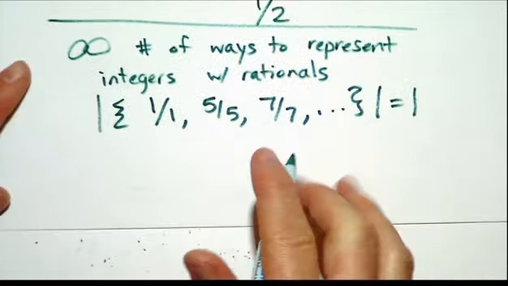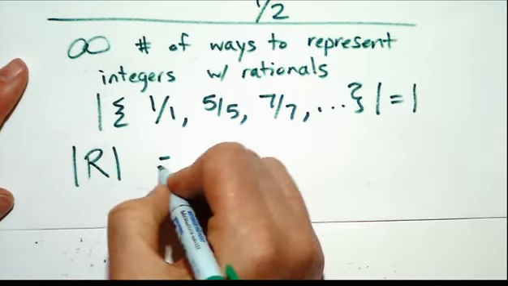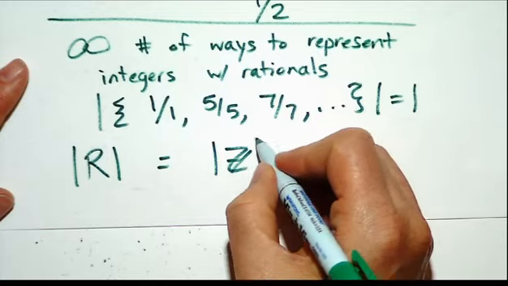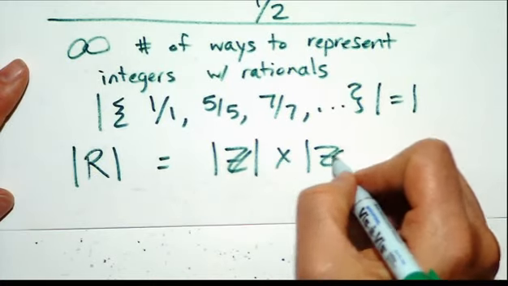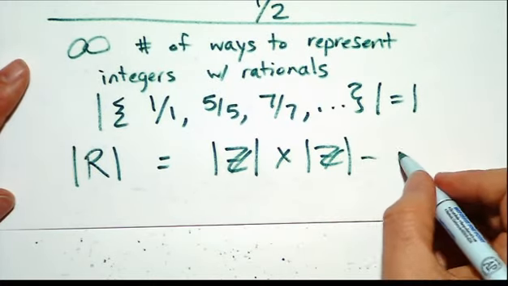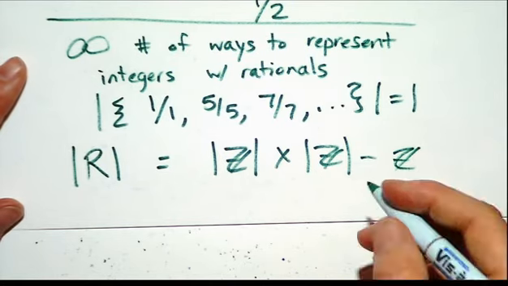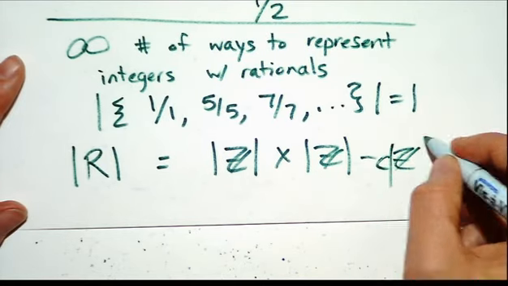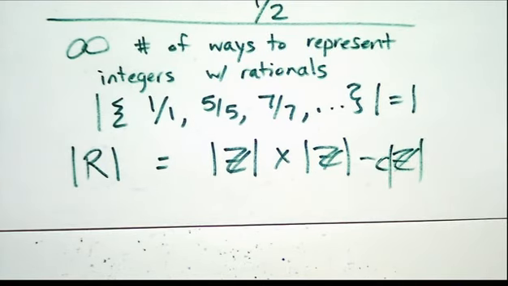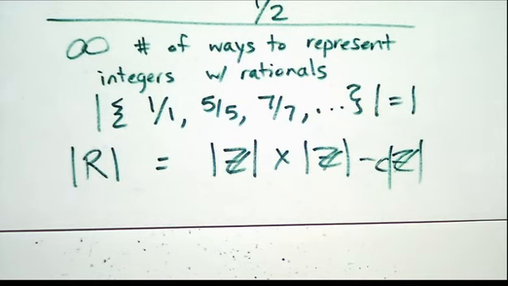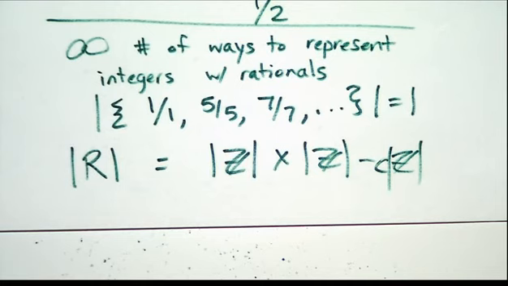So the size of the rational numbers is the size of the integers times the size of the integers, minus probably some constant times the size of the integers. Do you care about this? No. Is it on a test? No. Just thought it was entertaining. It's approximately the size squared, right?